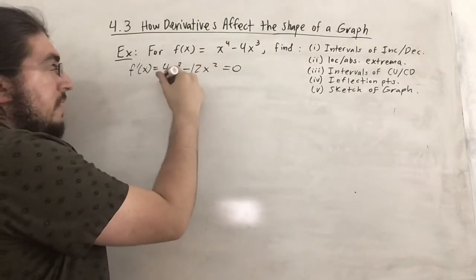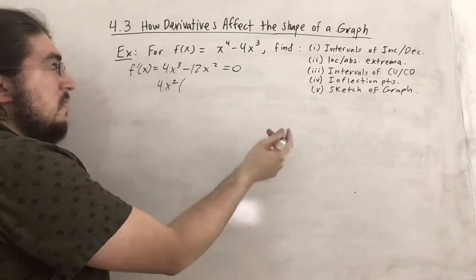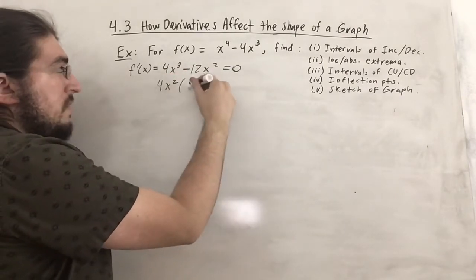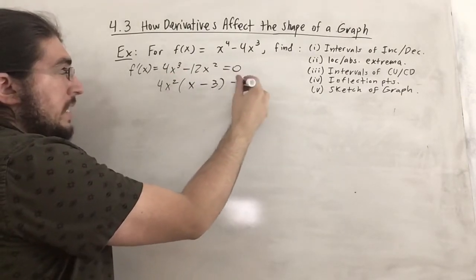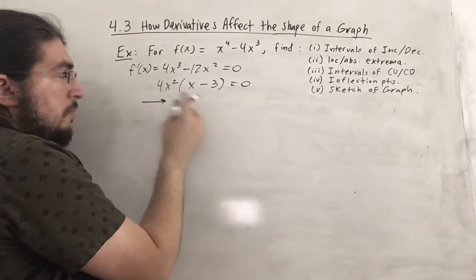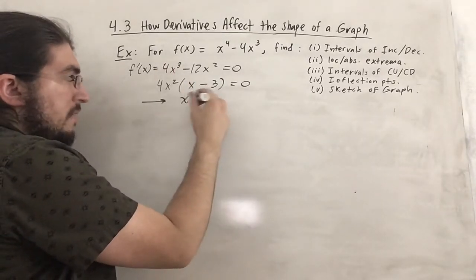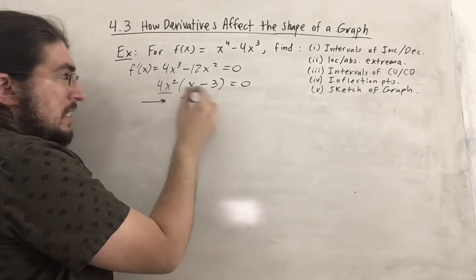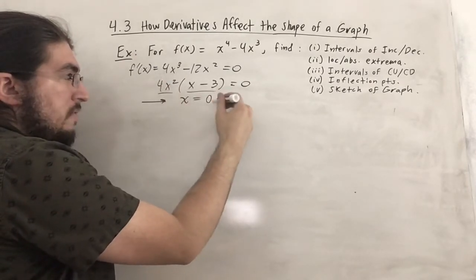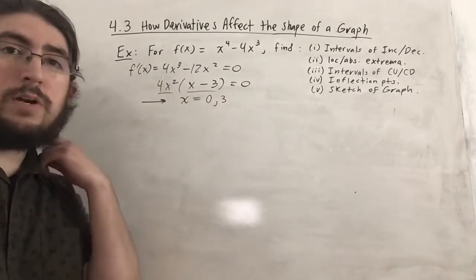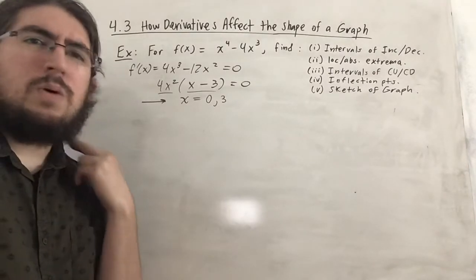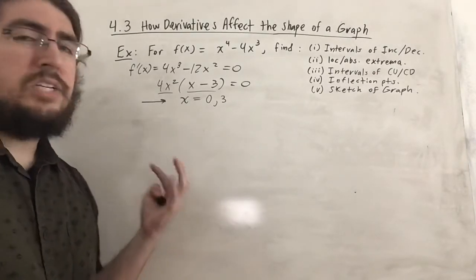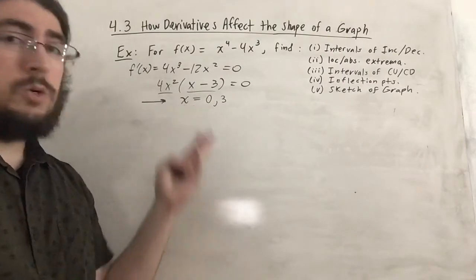Now we can factor out 4x squared, and what we have left over on the inside would then just be x minus 3, I guess. So by the zero product property or zero factor property, whatever you want to call it, you either get x is 0 from this factor or x is 3 from that factor. So these are our critical numbers. And all we want to do is check for any sign changes around these critical numbers.